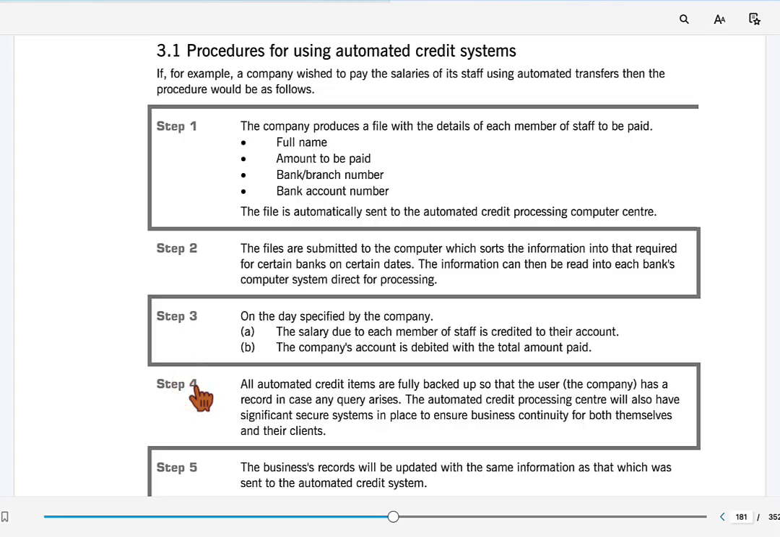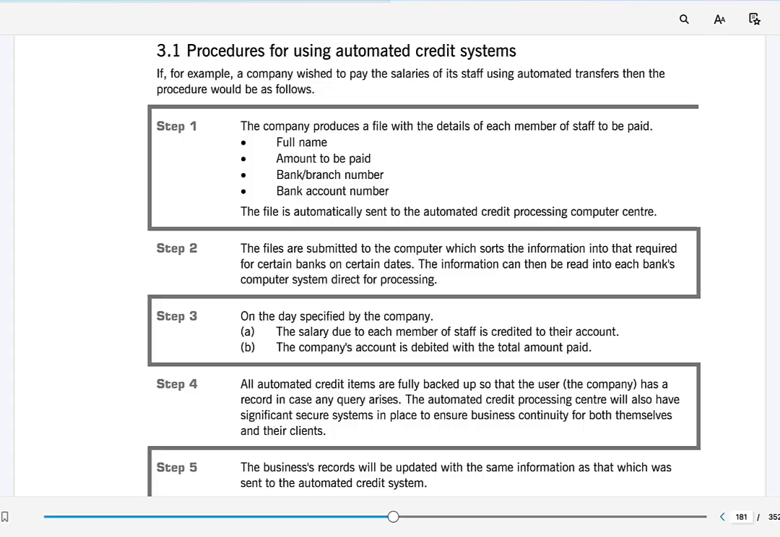When a business uses an automated credit system, the business is sending a file of payment instructions. That file might be for salaries, or standing orders, or direct debits, or other payments. Step 4 is telling us something very simple but very powerful. Every payment instruction must be safely saved in more than one place. This is what we mean by fully backed up.